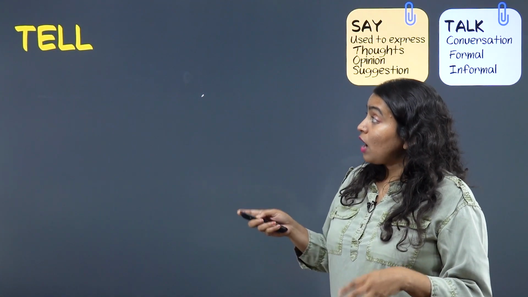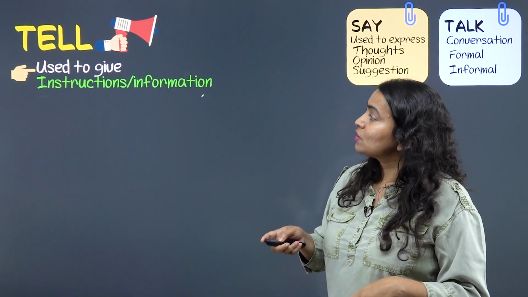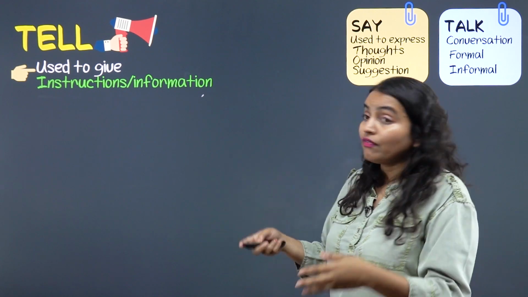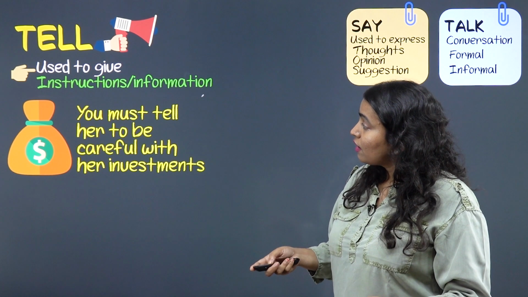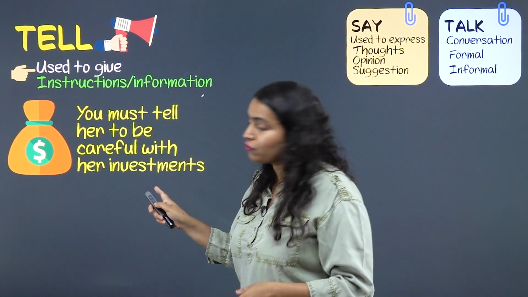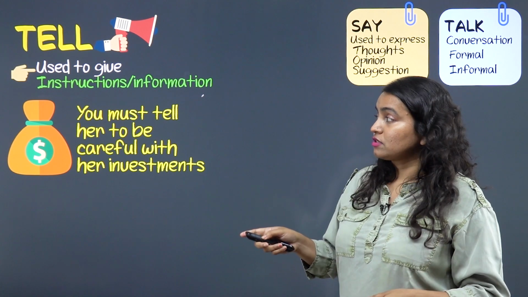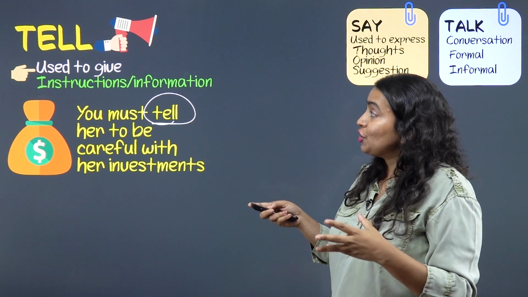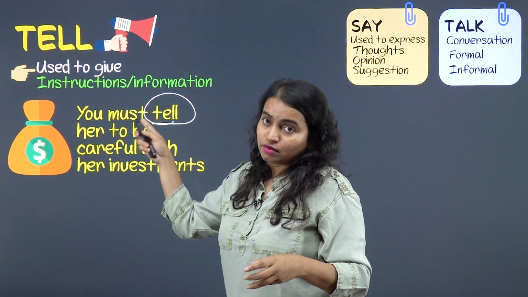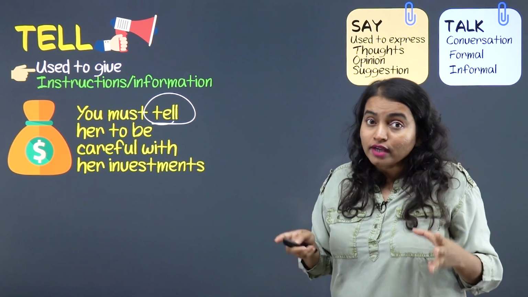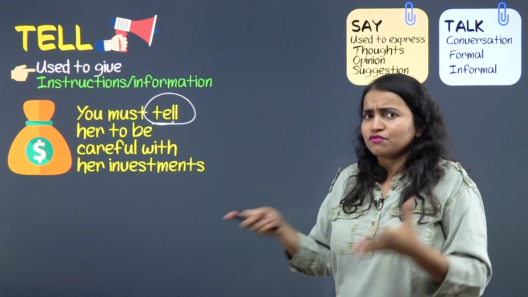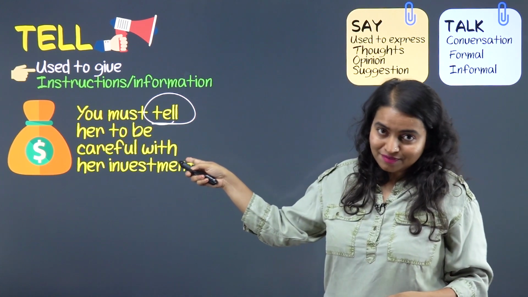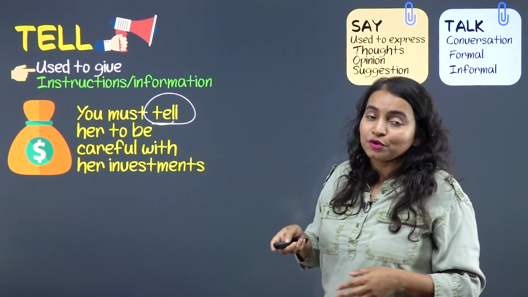Okay, we'll move on to the next word now, which is tell. Now, how do we use tell and when do we use tell? We use it when we want to give instructions or information, when you are giving instructions to people that you feel they should follow. Okay, so you must tell her to be careful with her investments. You must tell her. Now, why do I say you must tell her? Because you are giving information. Probably this information is required right now because the stock market is not doing great, so you have to be very careful, and therefore you want to tell her, right? Okay, so that's how you use tell.